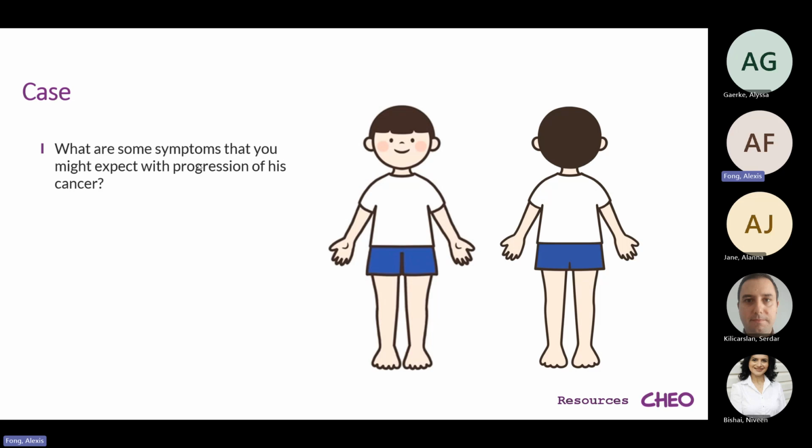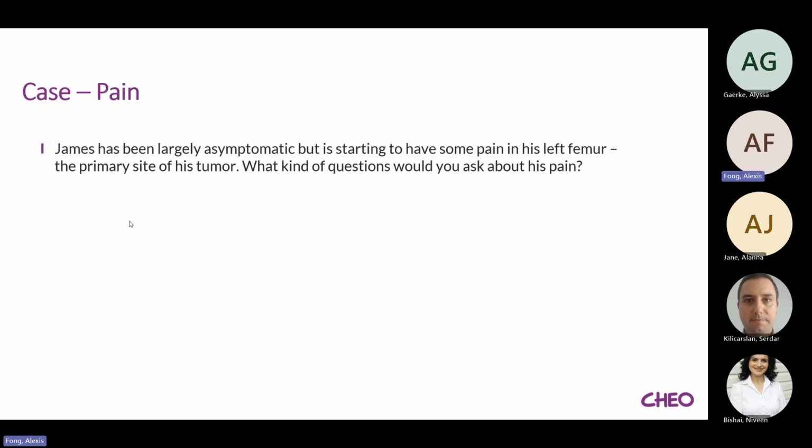So what are symptoms that you might expect? Sorry, so someone said pain. James has been largely asymptomatic, but is starting to have some pain in his left femur, the primary site of his tumor. What kind of questions would you ask him about his pain?